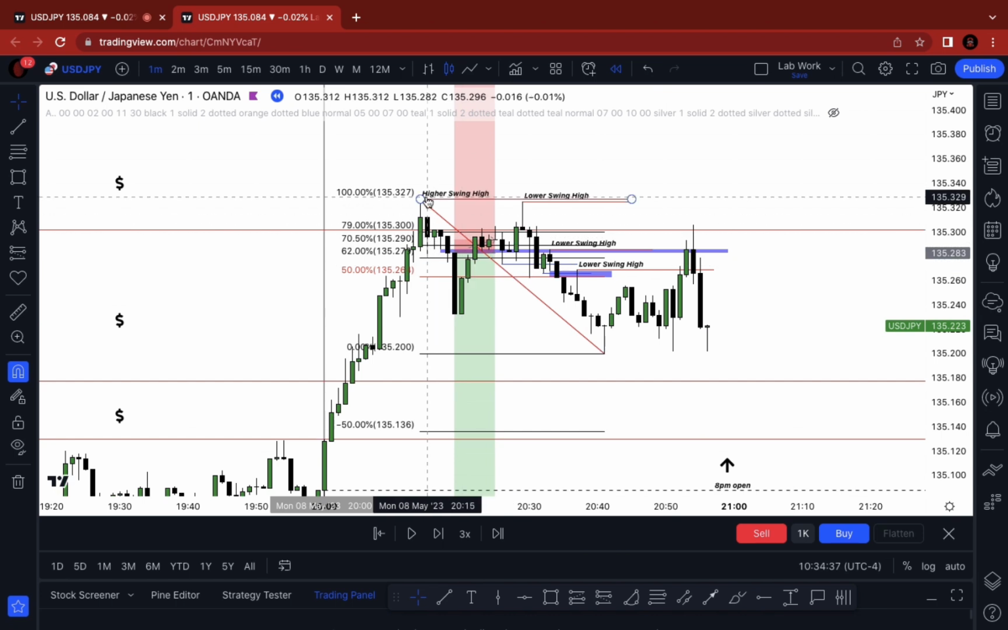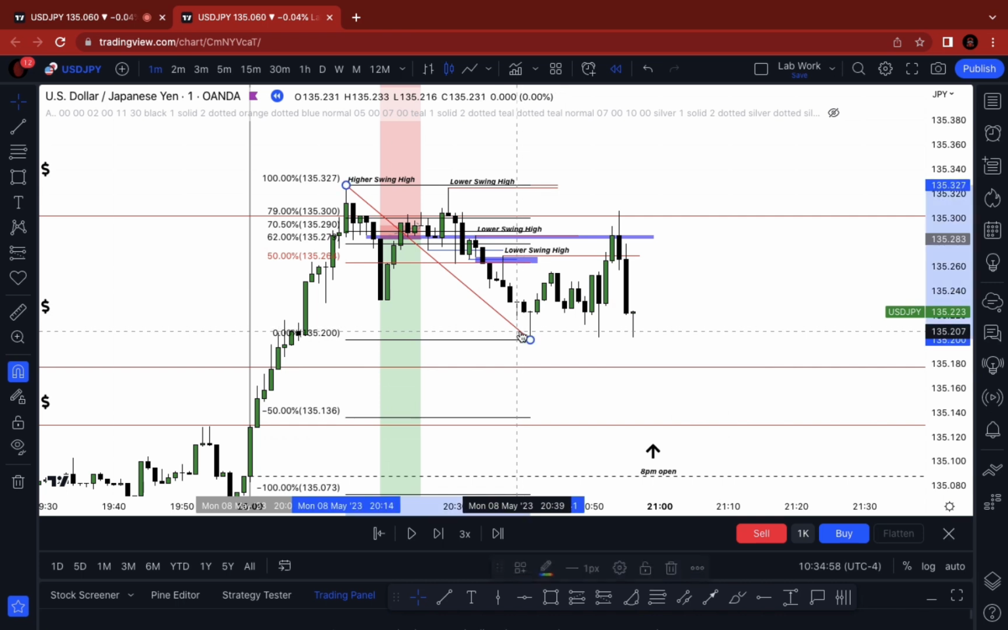I also showed the analogy of OTE. So if you cut this swing high and this swing low, this range that we're working in, cut that range in half, you can see that 62% retracement level to 79% retracement level. So that whole zone here, 62, 70.5, 79, optional trade entry. An Asian session optional trade entry right there. Price is most likely going to break down and go lower.